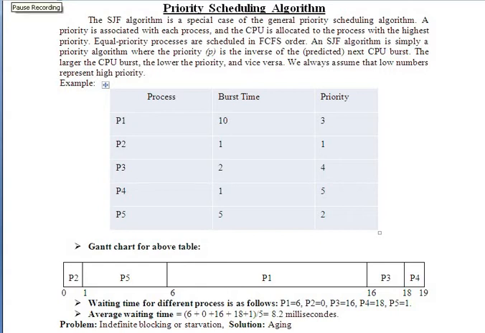Dear students, today we will see the priority scheduling algorithm, which is a variant of the SJF algorithm which we have seen in the last class. So here each process will be assigned a priority. Based on the priority, the CPU will be allocated to the particular process, and the assigning of priority may be in ascending order or descending order.